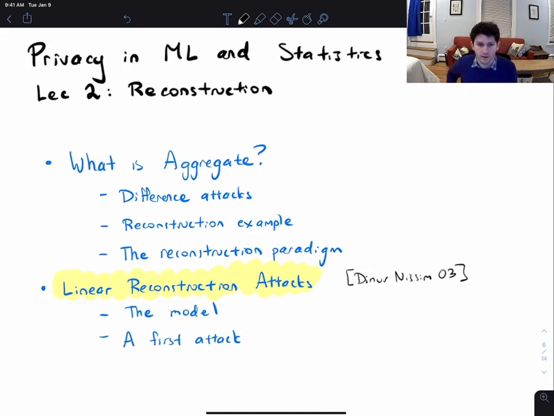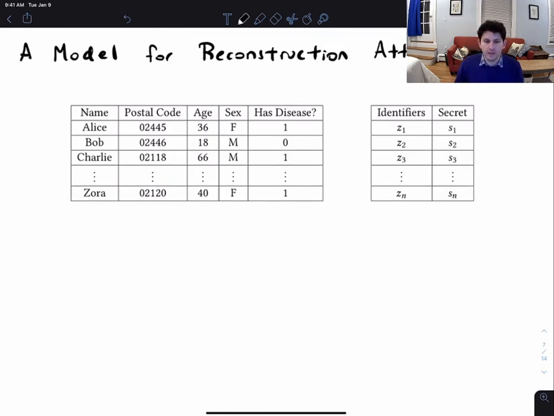So in the examples we saw before, we did more ad hoc reasoning about reconstruction, and now we're going to see something a little more systematic where we can write down a nice mathematical model. So to start, let me describe the model. Whoops, I don't know where my face went, but that says a model for reconstruction attacks. I'm going to talk about where the model comes from.